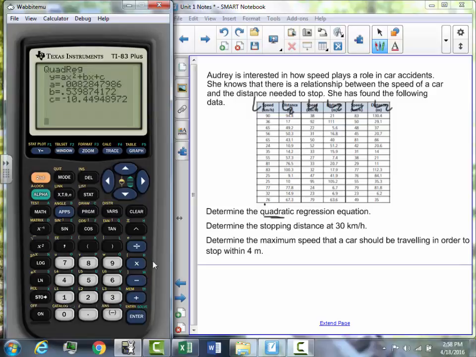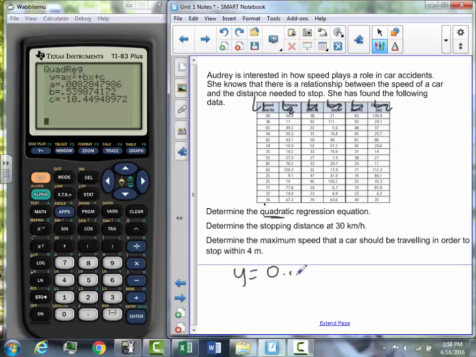Okay, I'm going to write out the equation in standard form here. I'm almost done, okay? So here's the equation. Y equals 0.008x squared plus 0.54x minus 10.4. That's essentially the equation your calculator came up with.